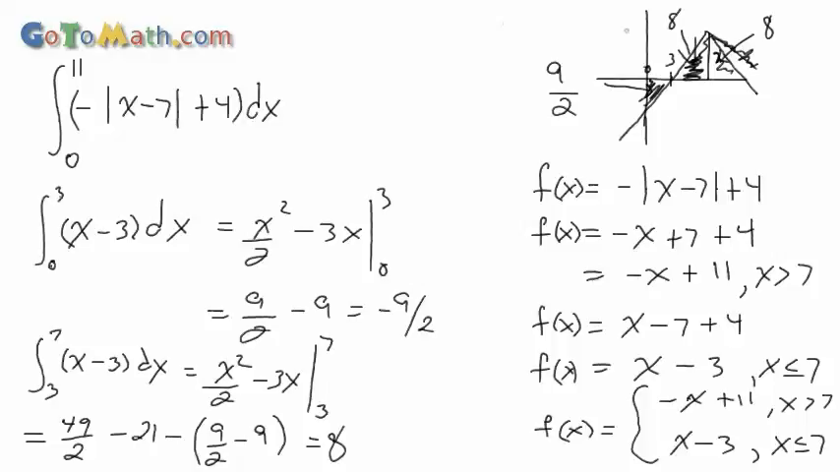So therefore now we have 9 halves plus 16. So 9 halves plus 16. I got 41 over 2. 41 over 2. Now remember, this is units squared here. Okay, units squared. 41 over 2.